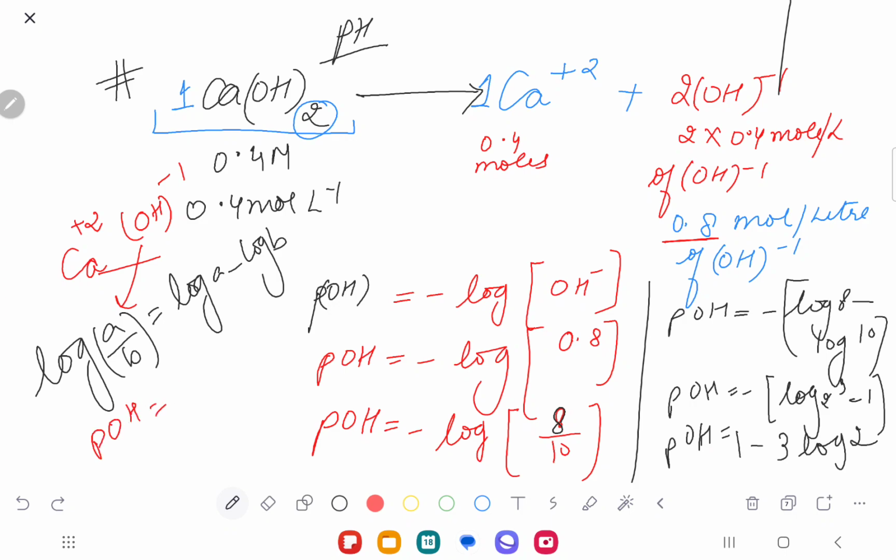So pOH is going to be 1 minus 3 times log 2. I hope you're understanding. So 1 minus 3 times 0.3 approximately. So that is going to become 1 minus 0.9030, which is 0.0970. Okay, so that is the pOH.